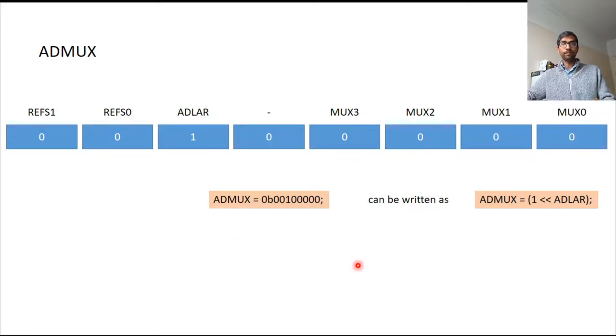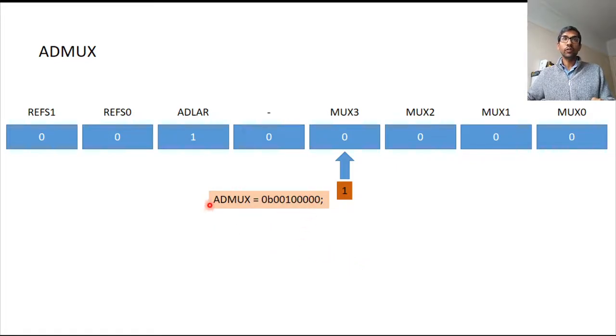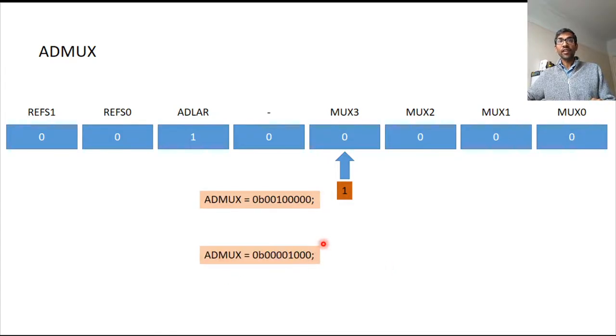Let's continue on. Now what I want to do is, after I have put 1 into ADLAR, I want to put a 1 in this position, in this bit, which is MUX3. So how do I write this code? If I write something like this, would that work? No, it wouldn't work, right? Because if I write 1 here, and there's a 0 at the ADLAR position, this is going to overwrite this, which I don't want to do. I want to put a 1 here without changing anything else in this register. So I can't do that. That's a wrong approach. What can I do then?